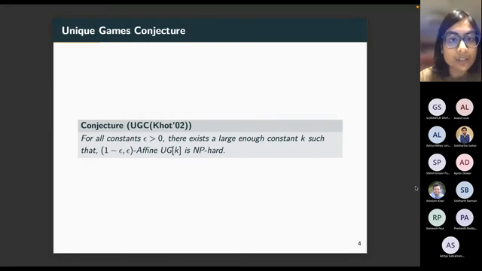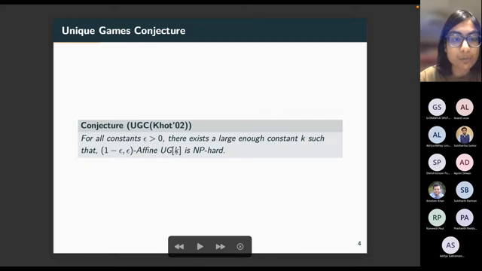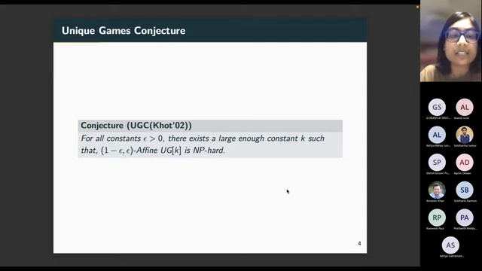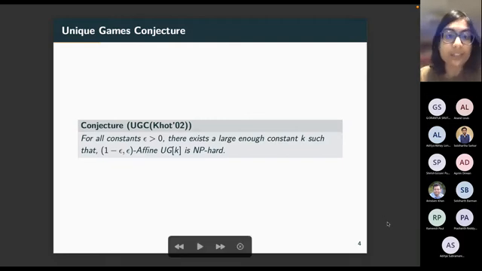Now the Unique Games Conjecture, proposed by Khot in 2002, says the following. For all constants epsilon, there exists a large enough constant alphabet k such that the C, S unique games problem, where C is equal to 1 minus epsilon and S is equal to epsilon, is NP hard. So what this says is that even if we are given the promise that there is an assignment that satisfies, let's say, 99% of the equations, it is hard to find an assignment that satisfies even 1% of the equations. And if you want to increase it to 99.9%, etc., you can take a large enough alphabet k such that this problem is still hard.